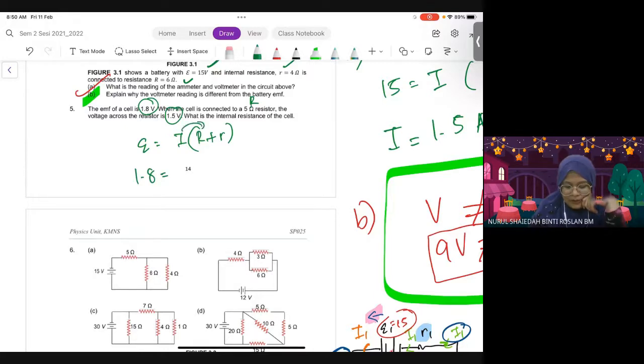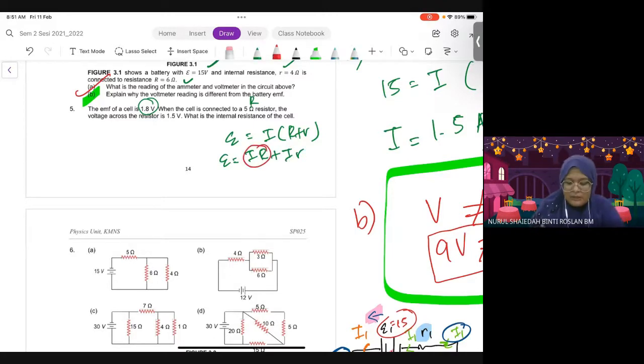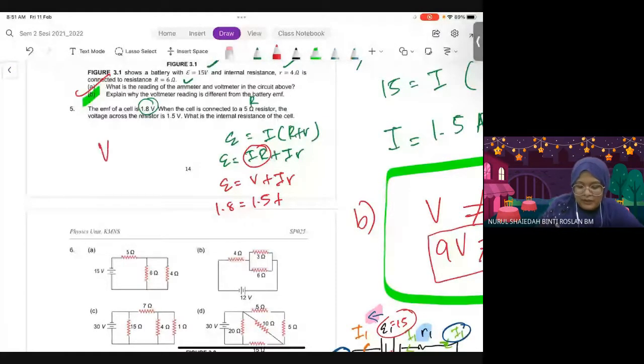Tapi kita boleh kembangkan. So ini boleh dapat terus saya buat begini. Saya buat kat sini lah. EMF sama dengan I, R besar tambah R kecil. So EMF sama dengan IR tambah IR kecil. So ini macam pernah jumpa. Itu sebenarnya adalah V. So ini adalah 1.8. V 1.5. I tak ada. R tak ada. Okay. So saya kena guna formula V equals to IR dulu lah.